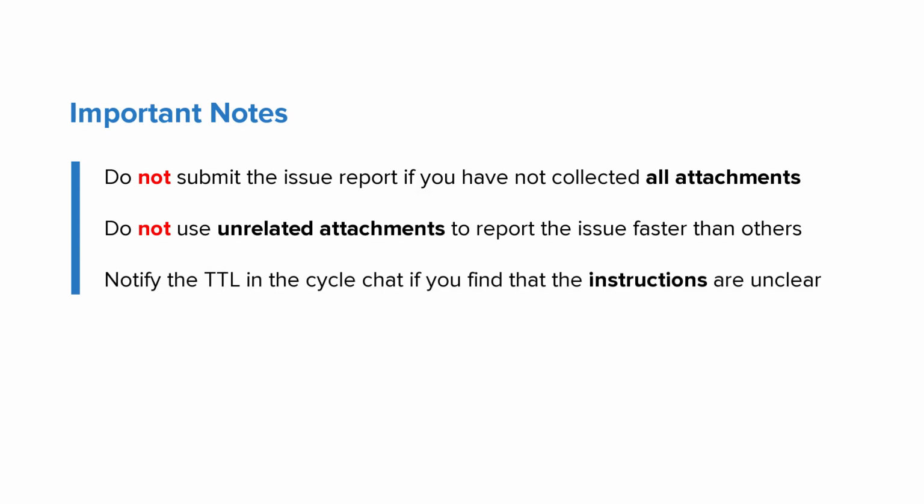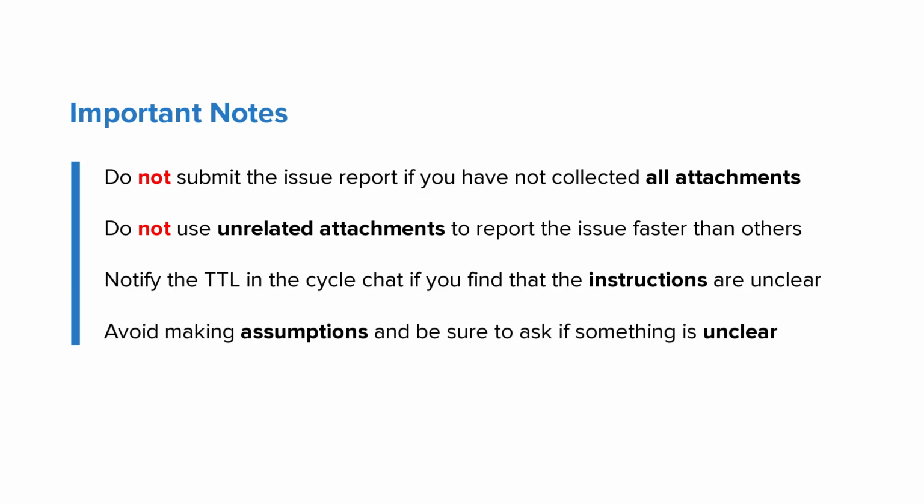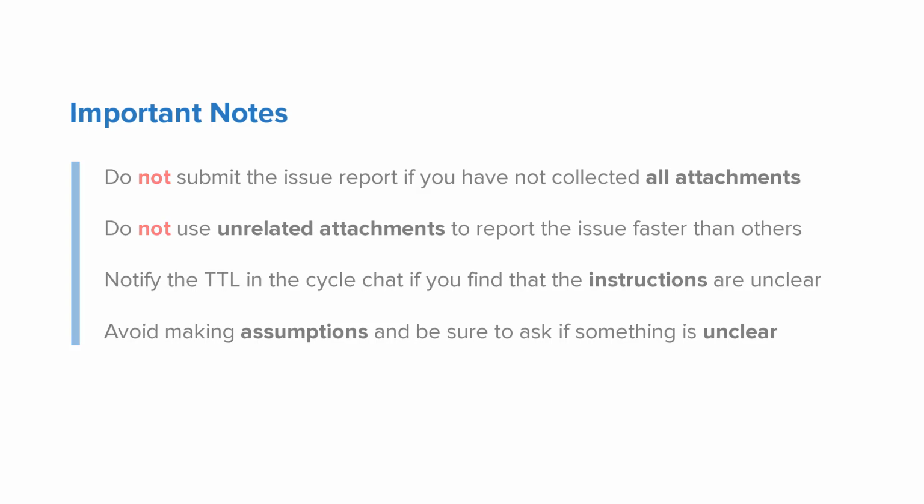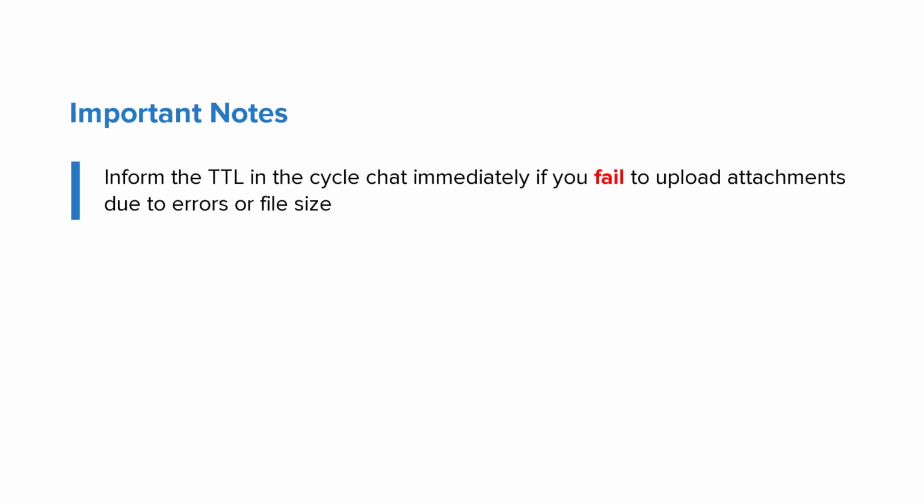Notify the TTL in the cycle chat if you find the instructions in the Issue Reporting Instructions section are unclear. Avoid making assumptions on your own, and be sure to ask if something is unclear. Inform the TTL in the cycle chat immediately if you failed to upload attachments to your report due to errors or file size, if it's still big even after you compress it, if it's a screen recording.